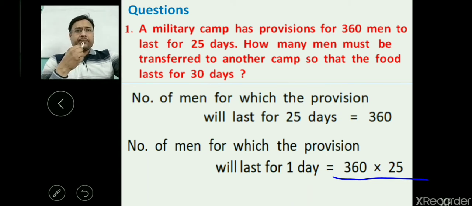Surely we know that when the number of days is less, then more men are required. So if fewer days, then more men. That means it is a case of inverse variation only. There is inverse variation between the number of men and the number of days for completing a work.